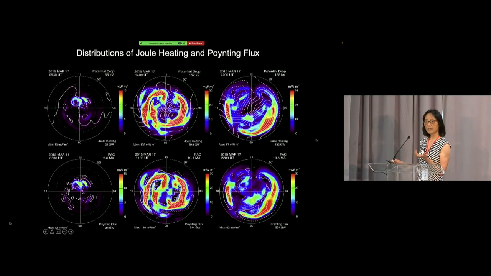Okay, so another important point I want to make: although Poynting flux is carried by field and current, Poynting flux does not directly align with the distribution of the field and current. Think about the wire current: Poynting flux actually points toward the wire rather than along the wire.